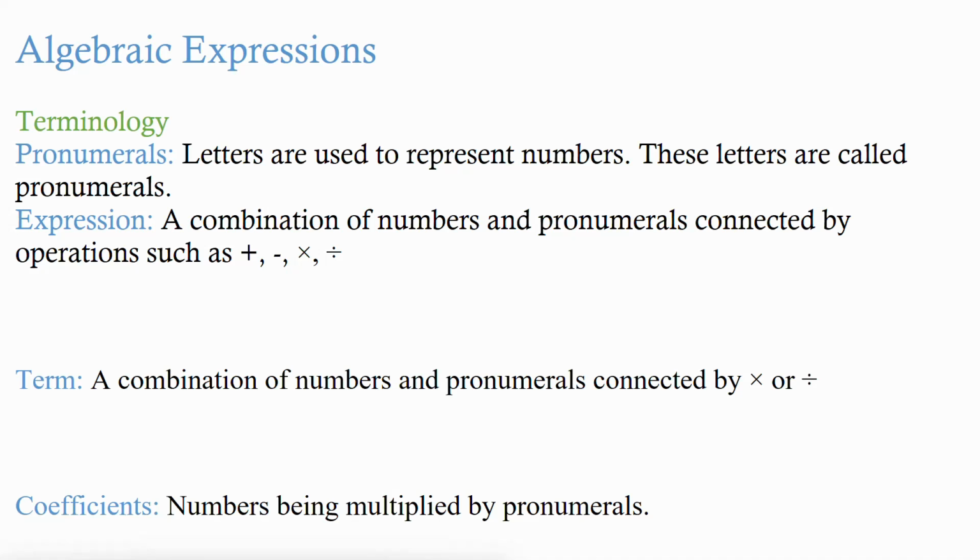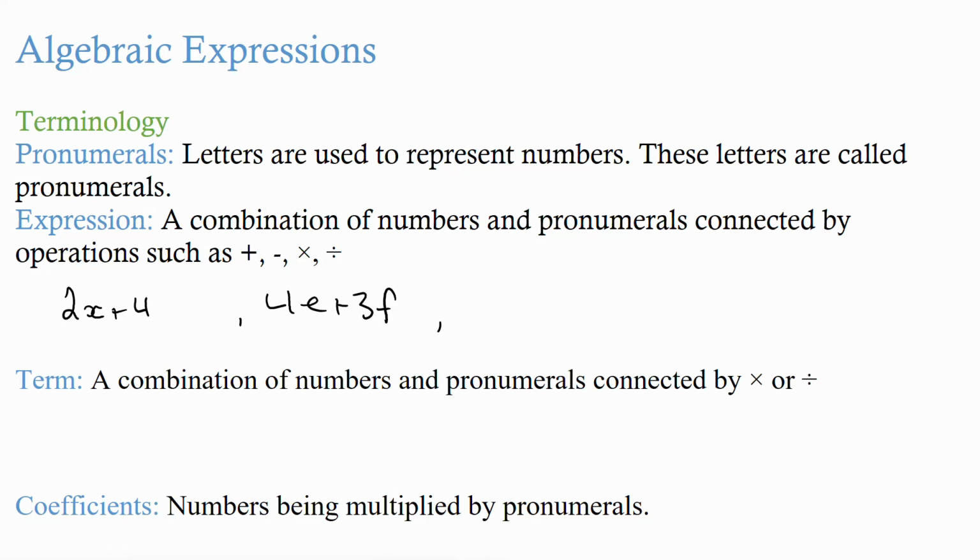Now you might hear the word expression. An expression is a combination of numbers and pronumerals that are connected by operations. And those operations are things like plus, minus, times, or divide. So you may see something like 2x plus 4. That's an expression, right? We also could have something like 4e plus 3f.